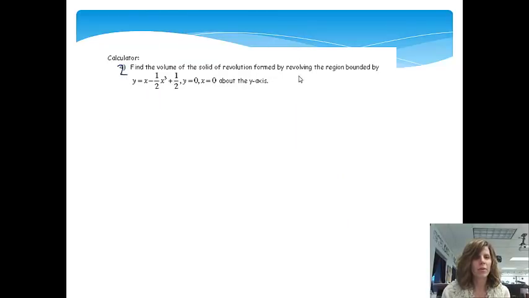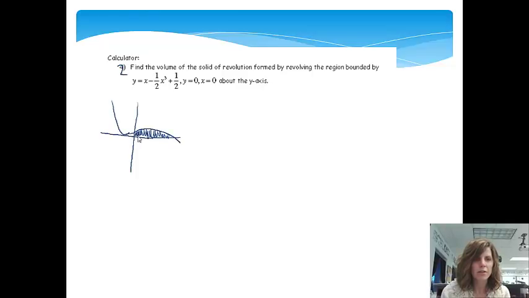Find the volume of the solid of revolution formed by revolving the region bounded by the graphs given about the y-axis. So if you want to get your calculator out and just rejoin me when you're done, that would be great. It's going to look something like that. And then that's the first curve. Then we have y equals 0 and x equals 0. So it's going to be this part right here.